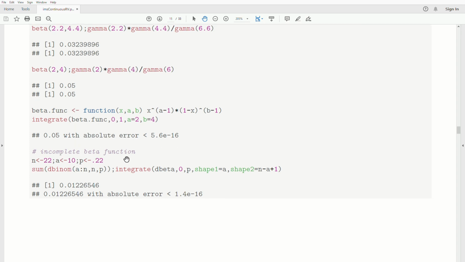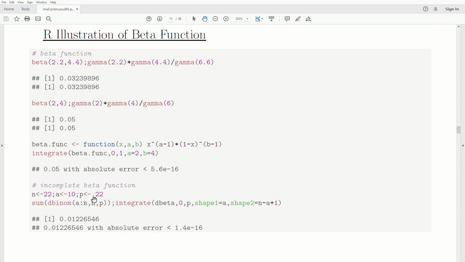Now the incomplete beta function, let's let n equal 22, a equal 10, and p equal 0.22. If we sum the binomial densities from a to n, we get 0.01226546. But if we integrate this beta distribution from 0 to p with the appropriate shape parameters, a and n minus a plus 1, notice we get the same quantity, as we should. That's what we proved in the theorem.